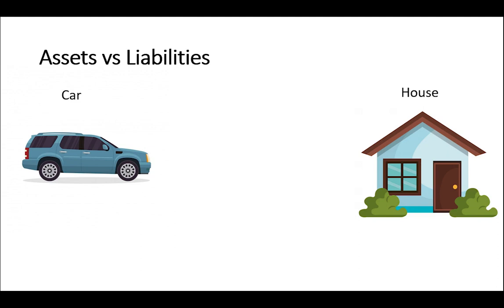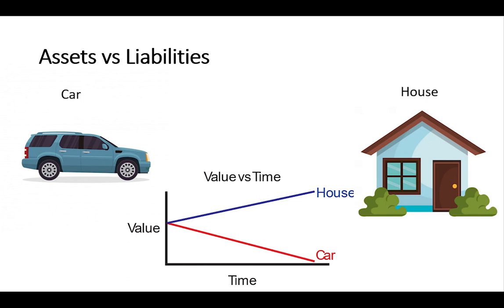So let's take a look at a couple of examples. A car is an asset that has a lot of value at the start, but over time, as you use the car, the value of the car goes down. If we take a look at a house, again, an asset worth a lot of money at the start, and over time, generally the asset increases in value and you can get more money for your house due to inflation, property value, etc., as long as you maintain it.